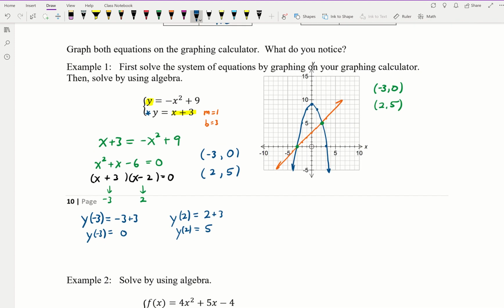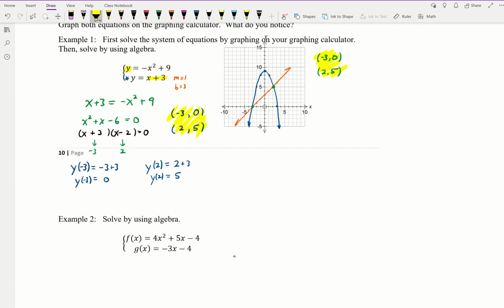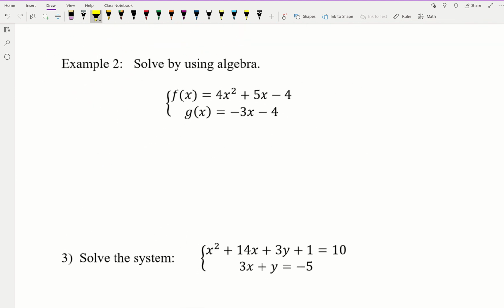If we go back and look at the 2 answers we got graphically, -3, 0, and 2, 5 are exactly the same as these. So, that's just, again, showing us that the graphing method does work, and it helps us see that we're looking for those points of intersection, but it's rarely the most efficient method. So in this unit, we're really going to be focusing on either substitution or elimination. And if you have an equation that says y equals, that to me is when I would use substitution.